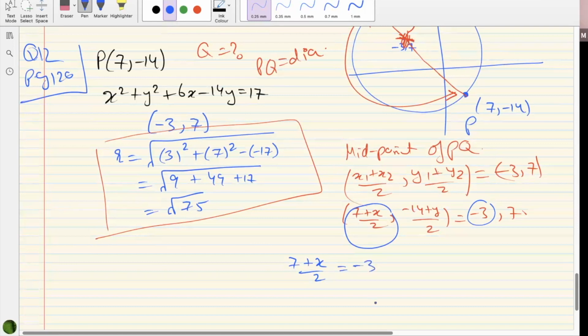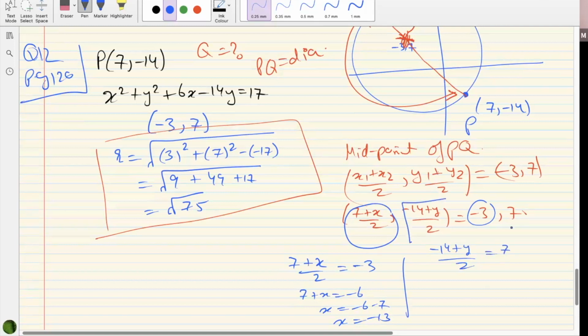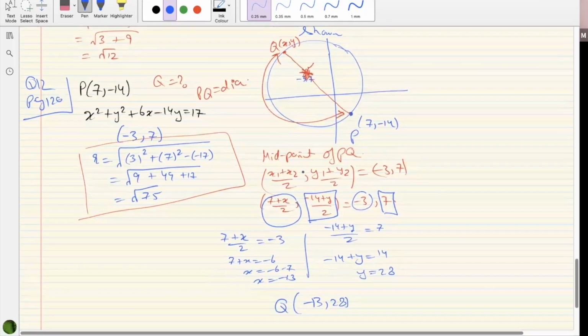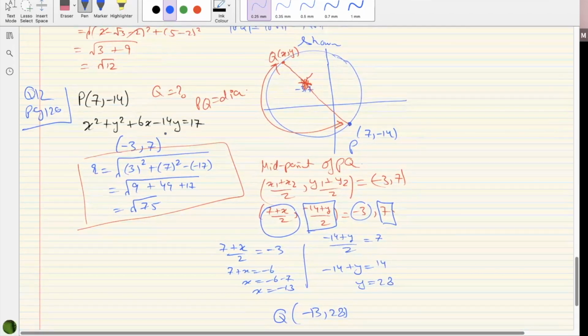x is equal to minus 3 right here. So 7 plus x is equal to negative 6. x is equal to minus 6 minus 7, which is minus 13. Going for y, minus 14 plus y by 2 is equal to 7, equating y with y. So minus 14 plus y is equal to 14, y is equal to 28. So the coordinates of Q are negative 13 and 28. So the demand of the question was to find Q.